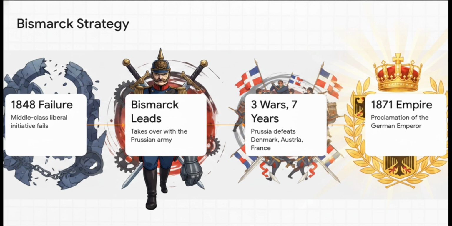First, back in 1848, middle-class professionals tried to unite Germany democratically through a parliament at Frankfurt. It failed miserably, totally crushed by the monarchy and the military. So Bismarck stepped in. He realized that flowery speeches and resolutions just weren't going to cut it. He needed blood and iron. Relying entirely on the Prussian army and bureaucracy, Bismarck orchestrated 3 wars over 7 years against Denmark, Austria, and France. Prussia won all 3, proving its absolute dominance and completing the unification process.